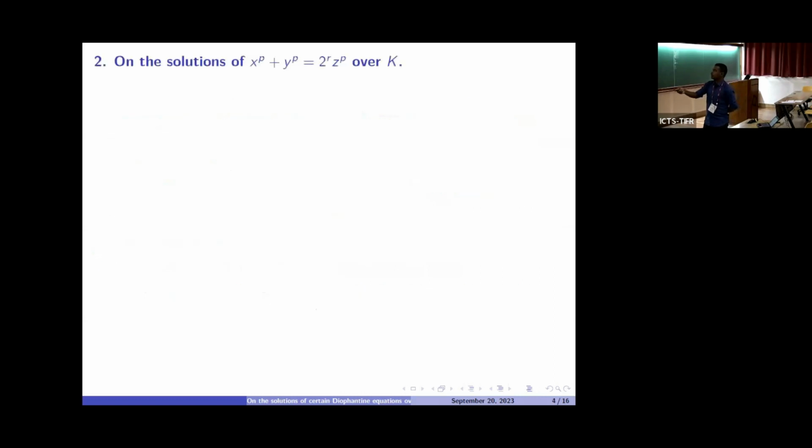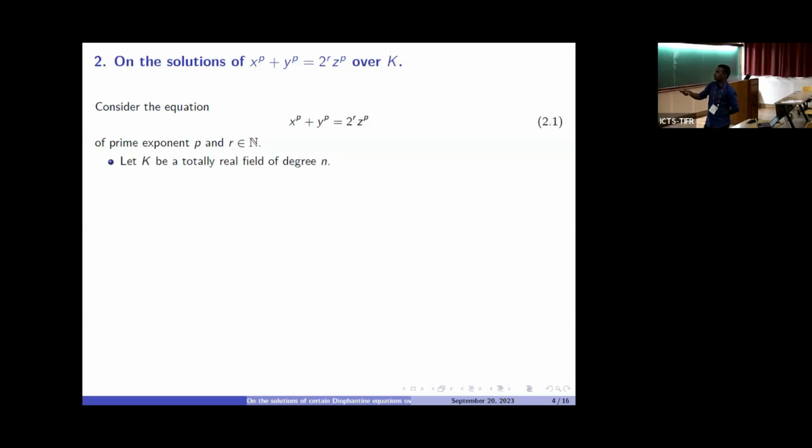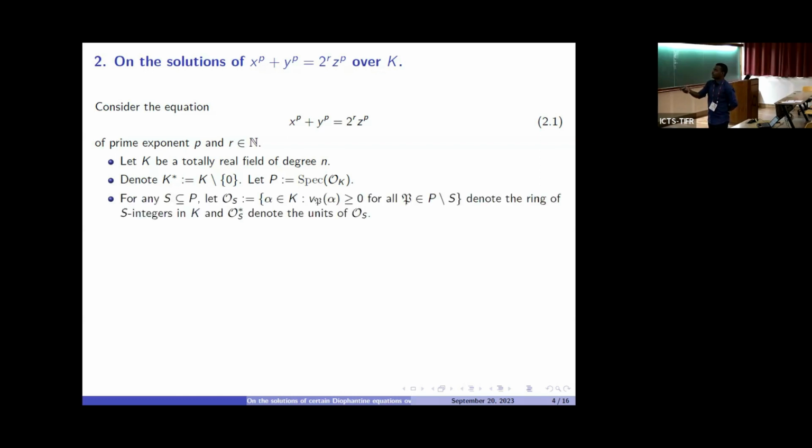Okay, so first I will discuss our results for the equation x to the power p plus y to the power p equal to 2 to the power r times z to the power p over K. We consider this equation with prime exponent p and r belongs to N. Let K be a totally real field of degree n, K star the non-zero elements of K, and capital P denote the spec of OK. For any set S inside capital P, the set of all prime ideals, we denote by OS the ring of S-integers, that is, all those elements alpha belonging to K such that the valuation at P of alpha is greater than or equal to 0 for all primes P away from S. And OS star denotes the units of OS.